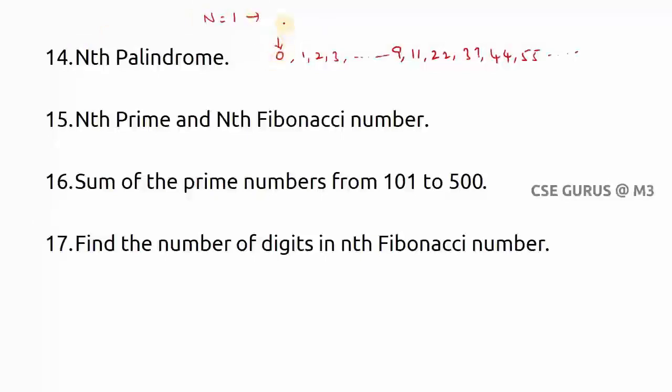palindrome? 0. If I give n value as 2, 1. N value as 3, 2. That means if I ask what is the 10th palindrome, it is 9. Of course 11th is 11. What is the 12th palindrome? 22. What is the 15th palindrome? 55.